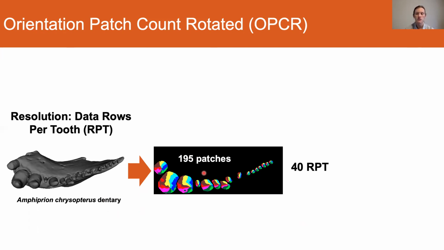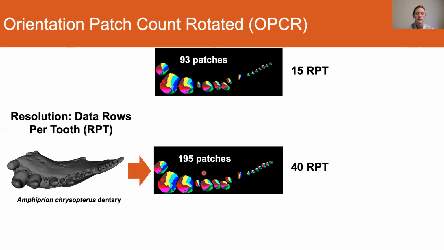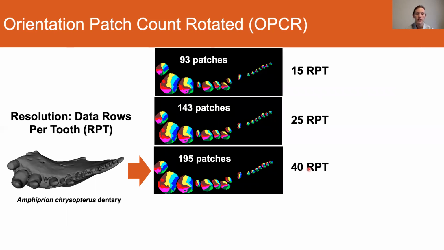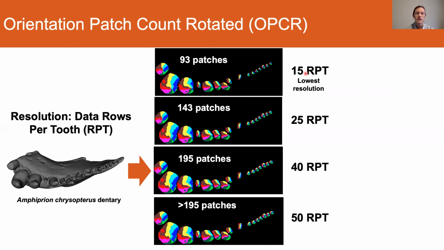For our study, we looked at each of our tooth rows at 4 separate resolutions: 15, 25, 40, and 50 RPT, with 15 being the lowest resolution, and therefore the output is more pixelated, and 50 showing the highest resolution, therefore the output is much less pixelated. We did this to understand how resolution influences complexity, as it could also affect the number of patches we're able to quantify. What we can see in this example is that patch count increases with complexity. In this specimen at 50 RPT, this denotes greater than 195 patches because the software used for the OPCR analysis crashed at this resolution, which is a fairly common occurrence at 40 to 50 RPT.